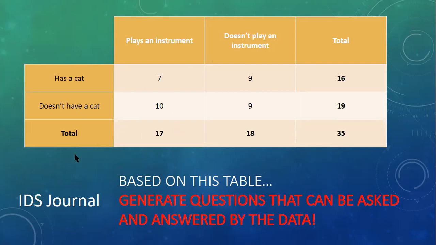Yes. Okay, so if I made a question like how many people don't have a cat but play an instrument, would that be a good question? Yeah, exactly like that. So you're asking questions that can be answered by what you're seeing on the graph. Okay. All right. Yeah. Okay, on that note, guys, we have a minute and a half left.